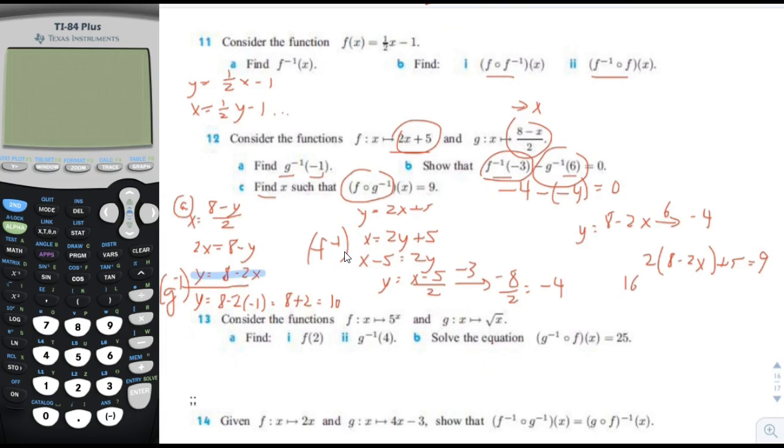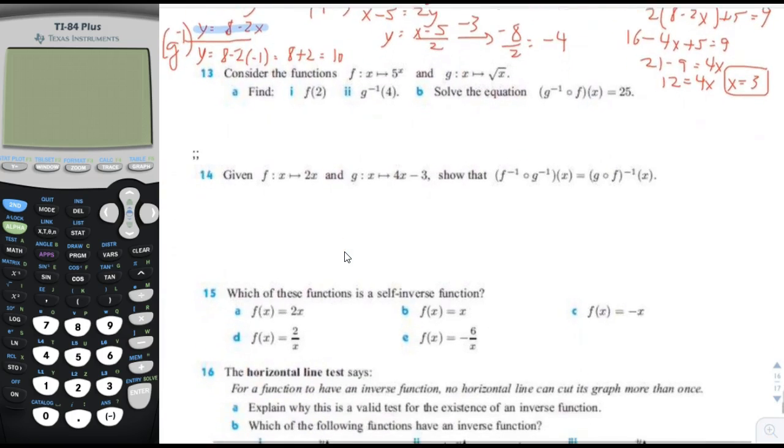So 16 minus 4x plus 5 equals 9. 4x equals 16 plus 5 is 21, minus 9, which is 12, so 4x equals 12, x equals 3. Okay.